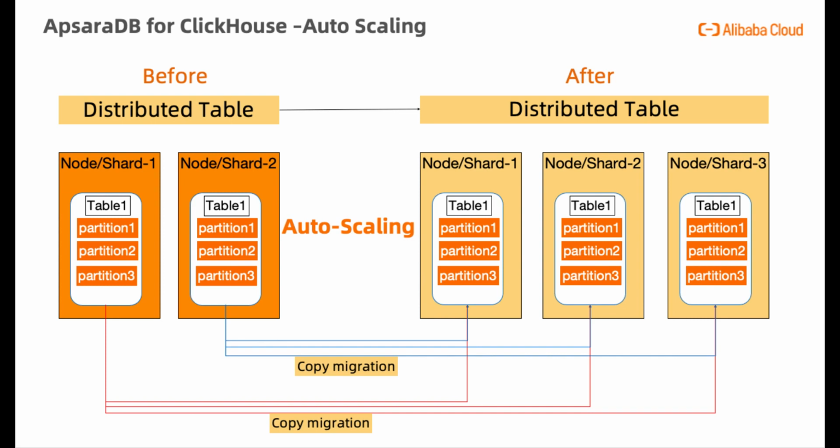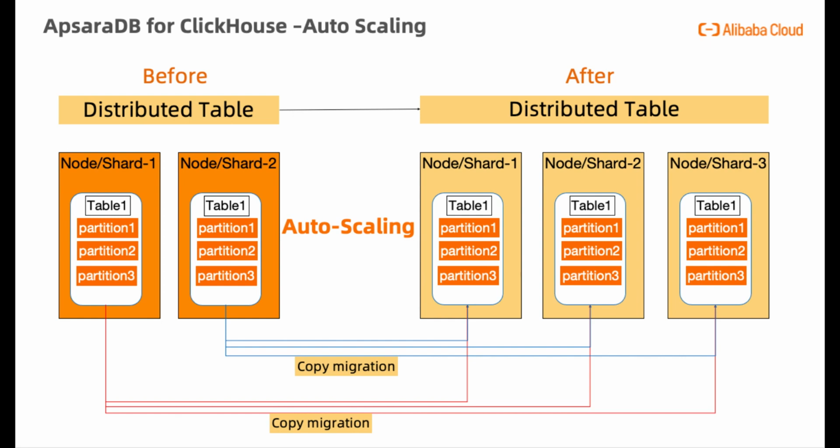The auto-scaling is also a very important feature in ApsaraDB for ClickHouse. Scale in or scale out means increasing or decreasing the number of nodes in a cluster to horizontally scale the computing power of the cluster. In ApsaraDB for ClickHouse, it offers two options for doing the expansion.